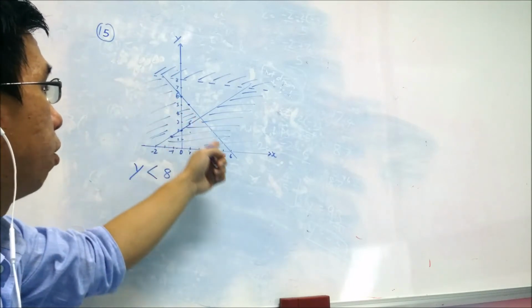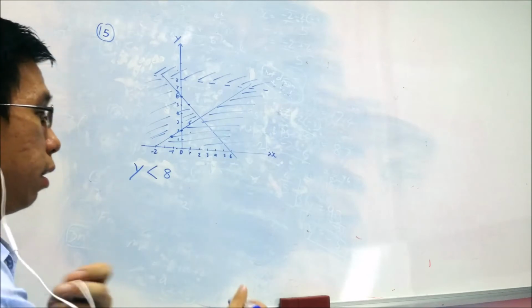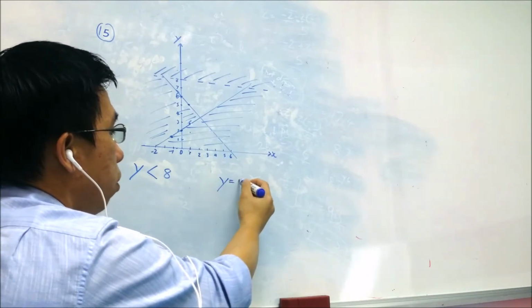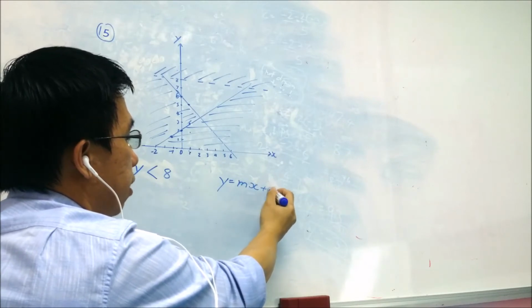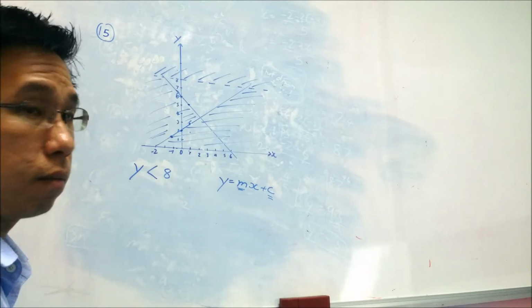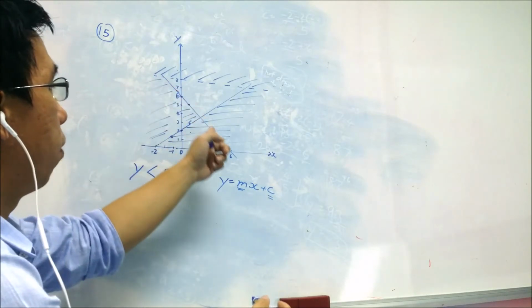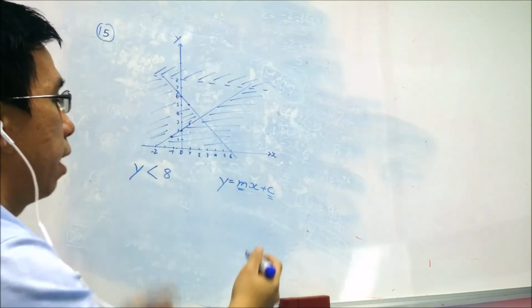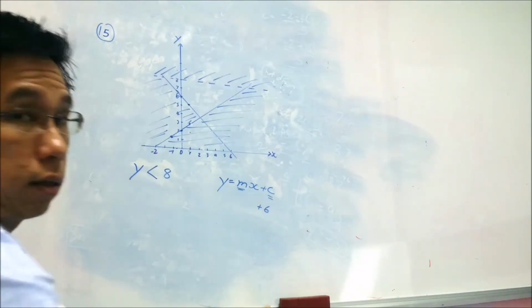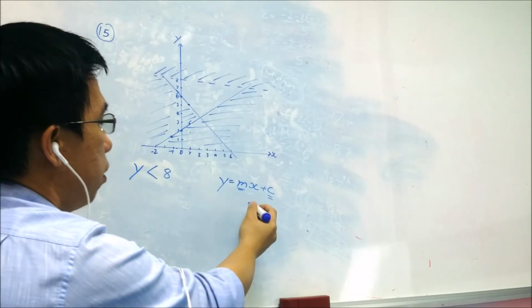The second inequality, now you have to involve the linear equation. Let's recall the linear equation: y equals mx plus c. M is the slope, c is the y-intercept. For this downward sloping line, we have 6 as the y-intercept, so plus c is plus 6. But what is the slope?